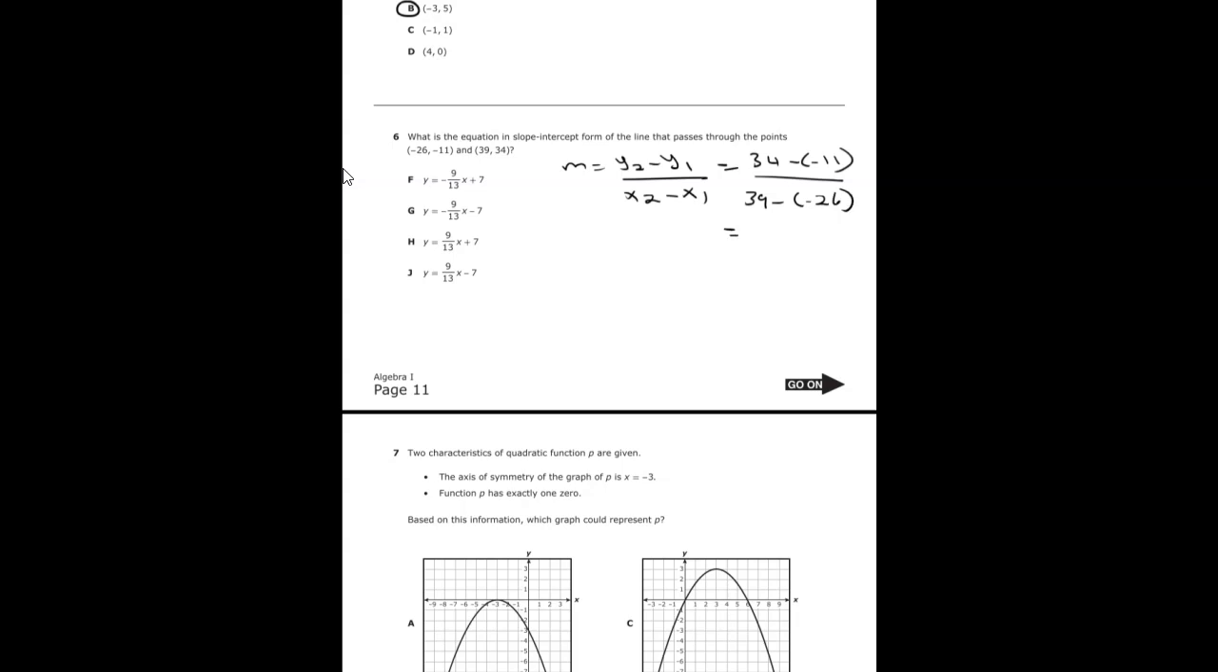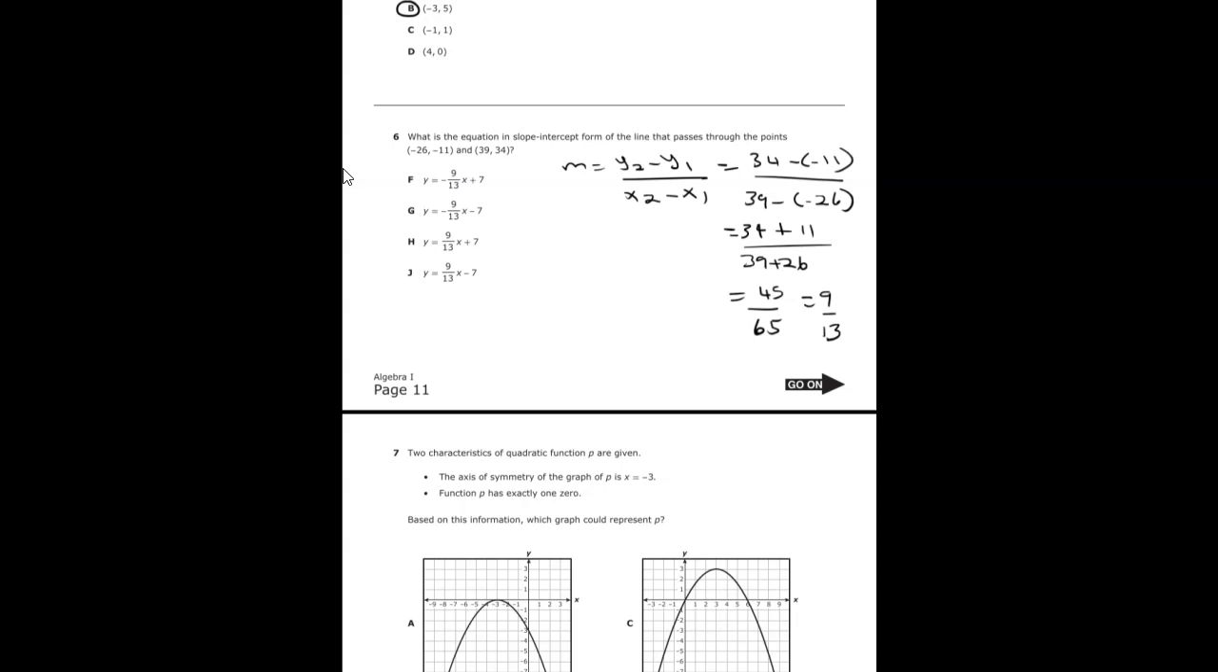So this is going to be 34 plus 11 over 39 plus 26, which is 45 over 65. And that's going to give us 9 over 13. So our slope is positive 9 over 13.